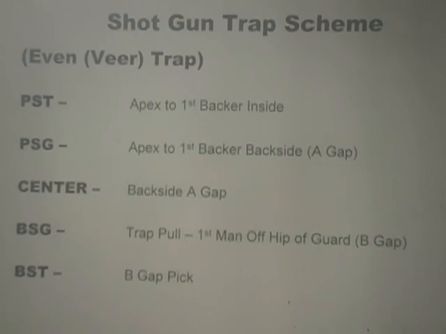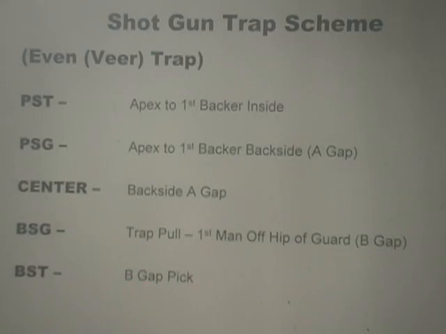Play side tackle, apex to first backer in the box. Play side guard, apex to first backer, backside A-gap. Center, backside A-gap, he's blocking back. Guard, trap pull, first man off the hip of the guard in the B-gap. And backside tackle has a B-gap pick rule.